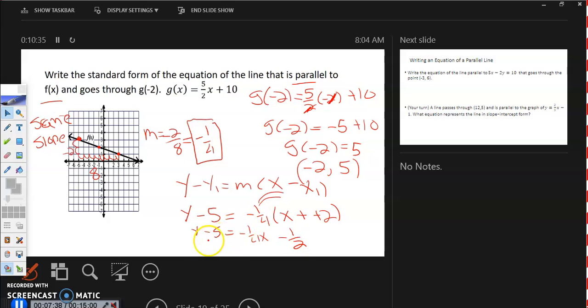The only thing I have to do now is add 5 to both sides. Instead of adding 5 here, I'm going to want a common denominator. So 5 is equal to 10 over 2, so I'm going to add 10 over 2, which gives me a final answer of y equals negative 1/4 x plus 10 over 2 minus 1 over 2, which is 9 over 2. And that's going to be it.